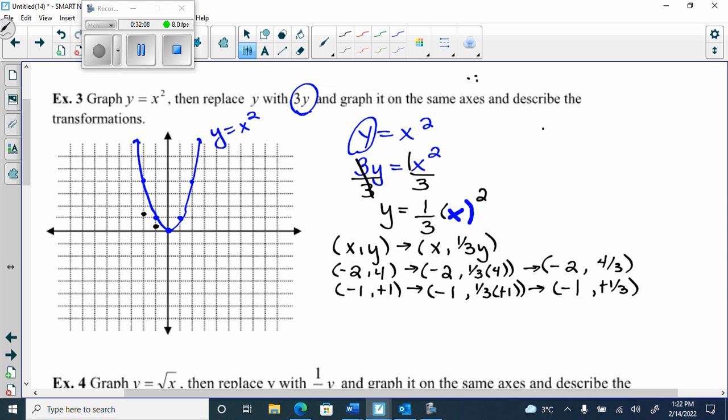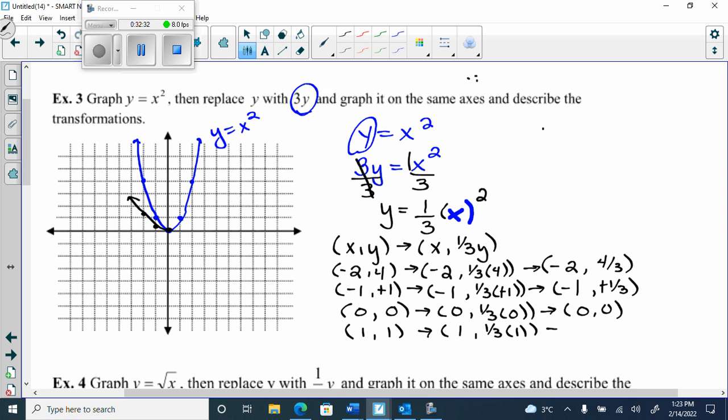Then 0, 0 becomes 0 and 1/3 times 0, which is 0, 0. It remained unchanged. So it is what? Invariant. And 1 and 1 is going to become 1 and 1/3 times 1, which is 1 and 1/3. And then this can be 2 and 1.3. We'll do that. Then we're skipping example 4 and moving down.